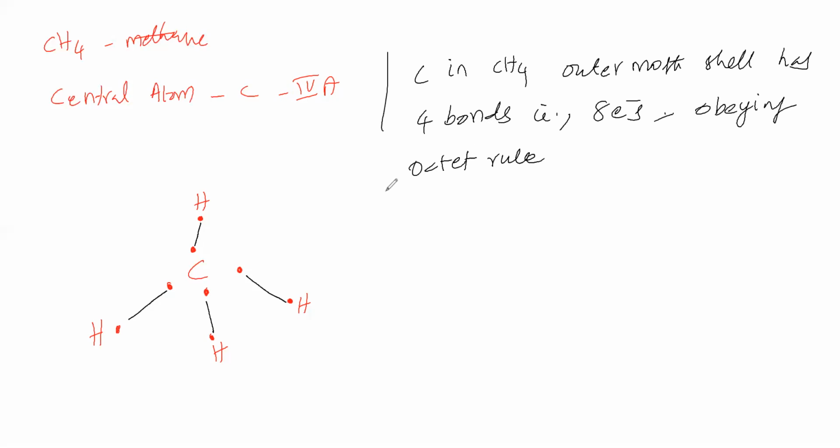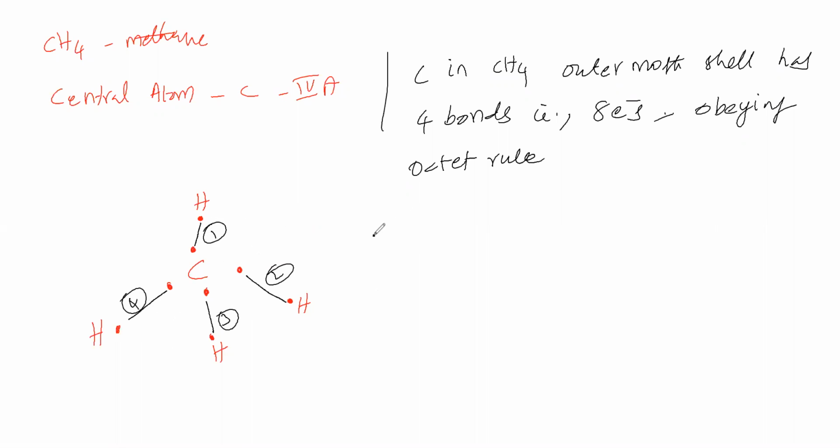Then, what is the shape of this methane? How will it be? That we will see. Here, we will give numbers: this is number 1 bond, number 2 bond, number 3 bond, number 4 bond. Why do we give numbers? It is not fixed. Anywhere you can give 1. If you want to say this is the first bond, this is the second bond, nothing is wrong, because all are equivalent here. So just for understanding, we have represented 1, 2, 3, 4 like this.